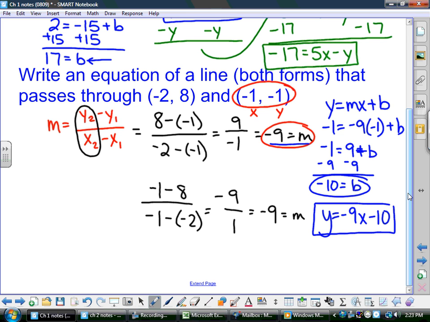For standard form, since I want the x coefficient to be positive, I'm going to add 9x to both sides. And then I'm done. 9x plus y equals negative 10.